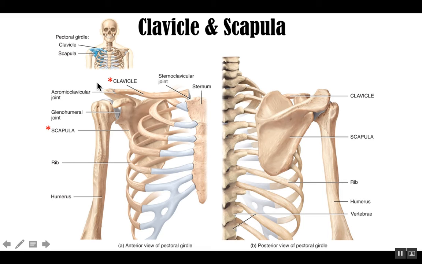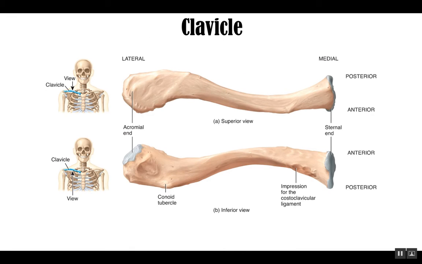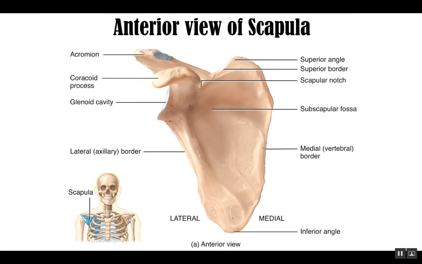So we're going to look much closer at both these bones. Beginning with the clavicle, we have a couple different views, a superior view and then an inferior view. But again, what we're really trying to do is just be able to identify the two ends. The sternal end, forming the sternoclavicular joint, and the acromial end, forming the acromioclavicular joint. So those are the two ends of your collarbone or clavicle.